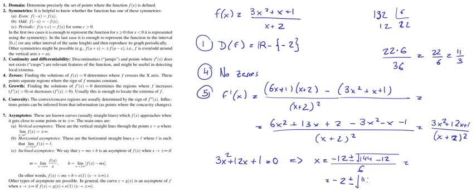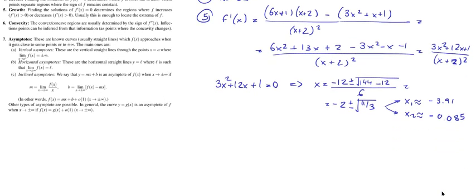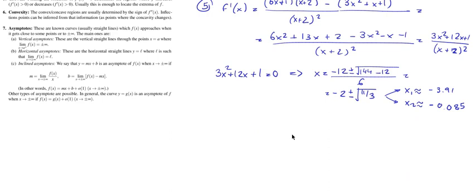So this is minus 2 plus or minus the square root of 11 divided by 3, and if you compute this numerically, the negative one is approximately minus 3.91, and the positive one is approximately minus 0.09, so very close to 0. Let me go back here.